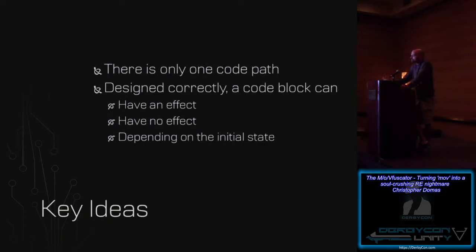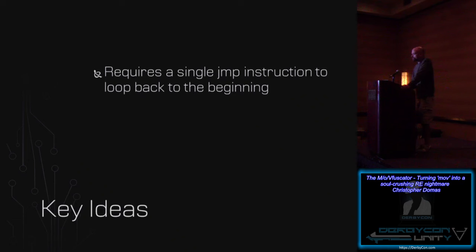Another key idea from Dolan's paper was there's only going to be one code path if all you've got is move instructions. You've got no way to branch. You've got no way to skip anything. All of your instructions are going to execute every time, no matter what. But if you design your program correctly, a block of moves can either have an effect or have no effect, just depending on the initial state of the system. So I'll show how we can apply that in just a little bit.